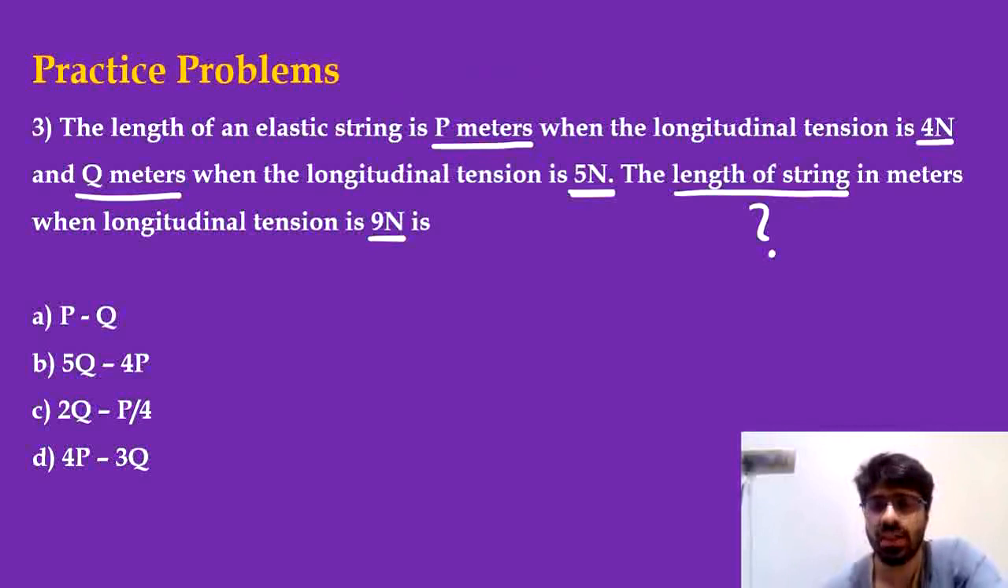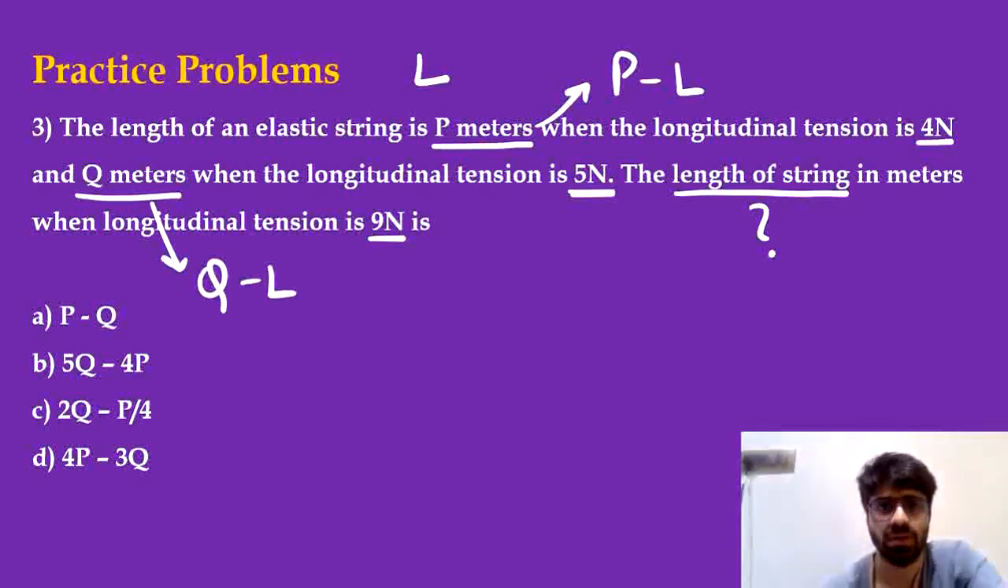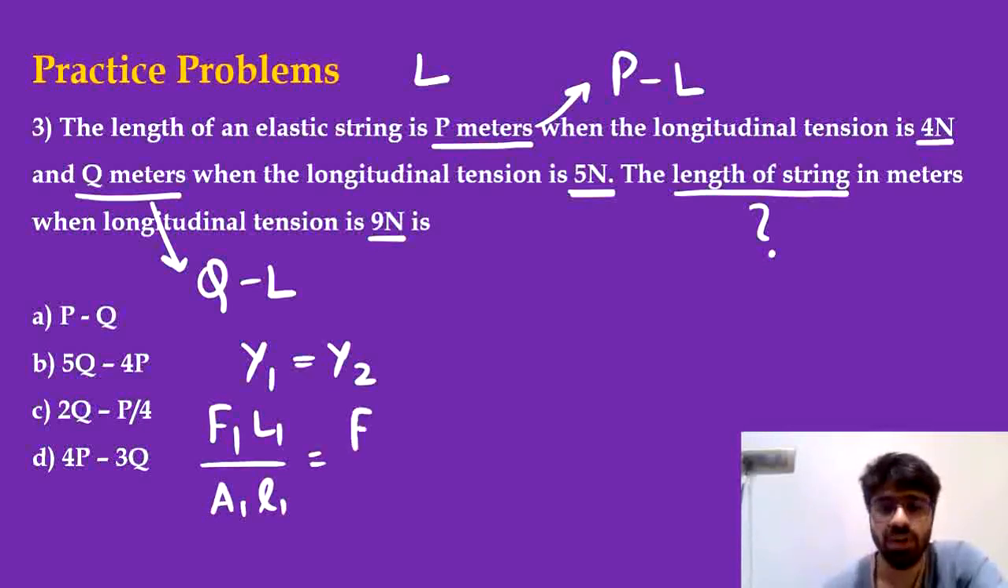Let us say that the original length is equal to capital L, and in that case, when the length is P meters, the elongation would be P minus L. When the total length of the wire is Q meters, the extension would be Q minus L. So now let's try to apply it in the formula for Young's modulus. We know that the wire is very much the same in first case and second case. So Y1 will be equal to Y2. F1 L1 upon A1 small l1 equal to F2 L2 upon A2 into small l2.